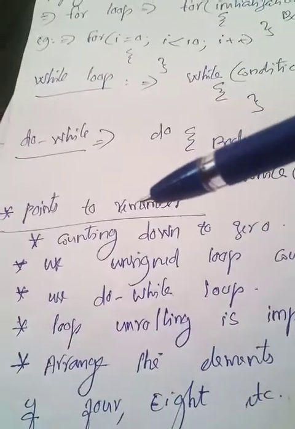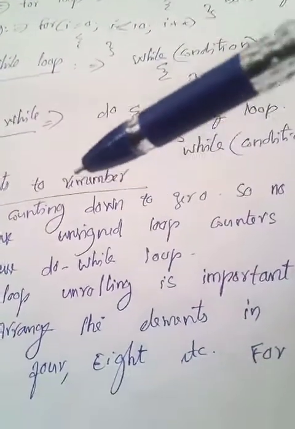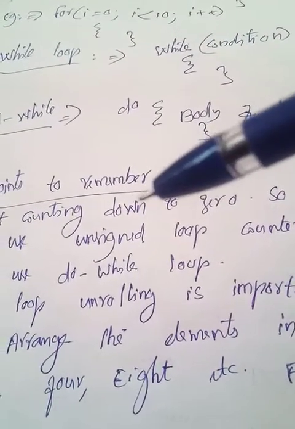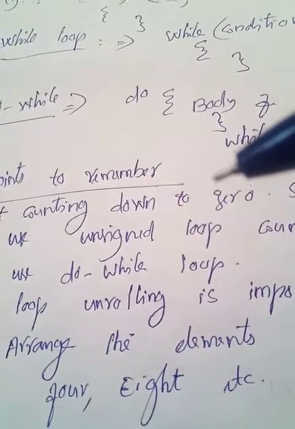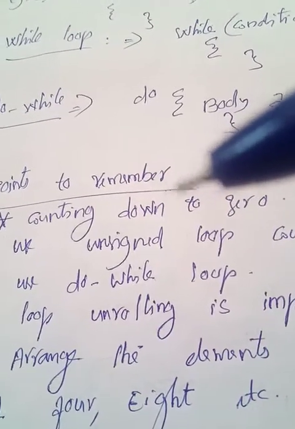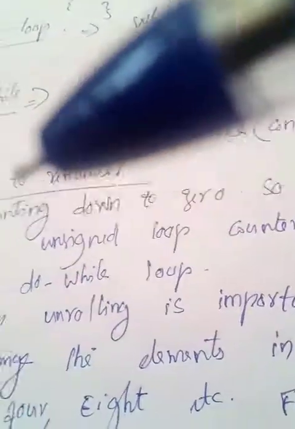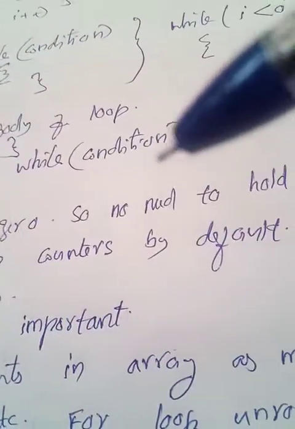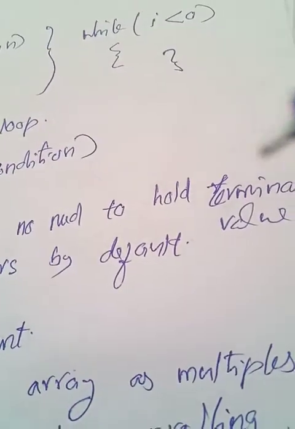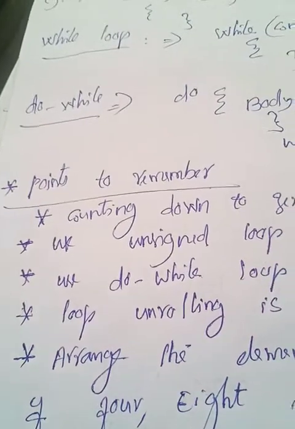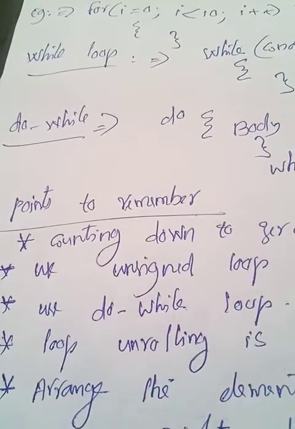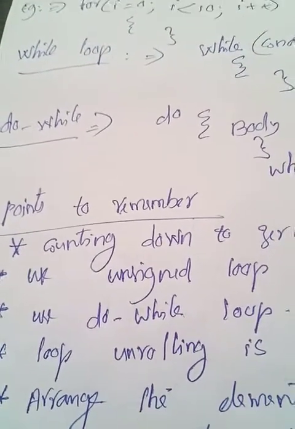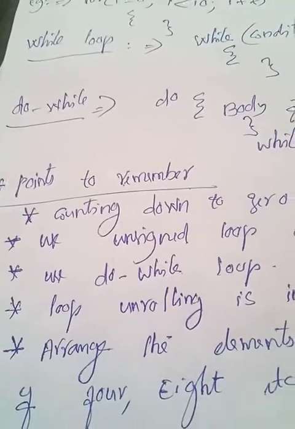And points to remember in the case of C looping structures: always use counting down to 0. So the initial value should not be 0. Always declare i equal to 10, then decrement it. So a decrementing loop is better than an incrementing loop. So always loop counting down to 0. No need to hold the terminal values, because it always ends when it reaches 0. So instead of using for i equal to 0, use for i equal to 10 or 100, then decrement it to 0. So counting down loops are better.